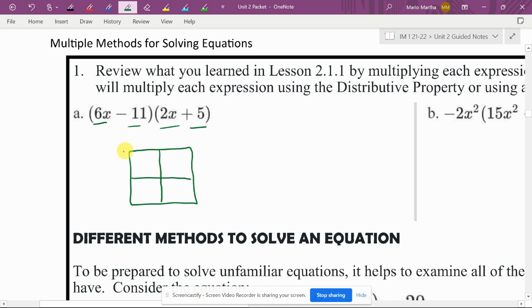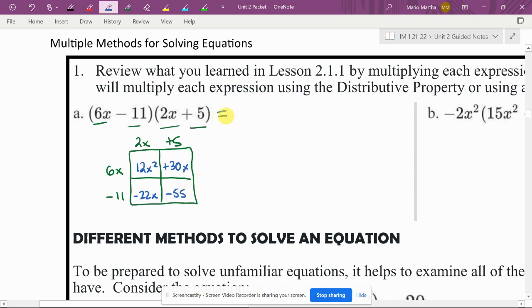So let's set up our box. We have 6x minus 11 and then 2x plus 5. And then here, again, we just want to multiply. 6x times 2x gives us a total of 12x squared. 6x times positive 5 will give you plus 30x. And then 2x times negative 11 will give you negative 22x. And then negative 11 times 5 will give you negative 55.